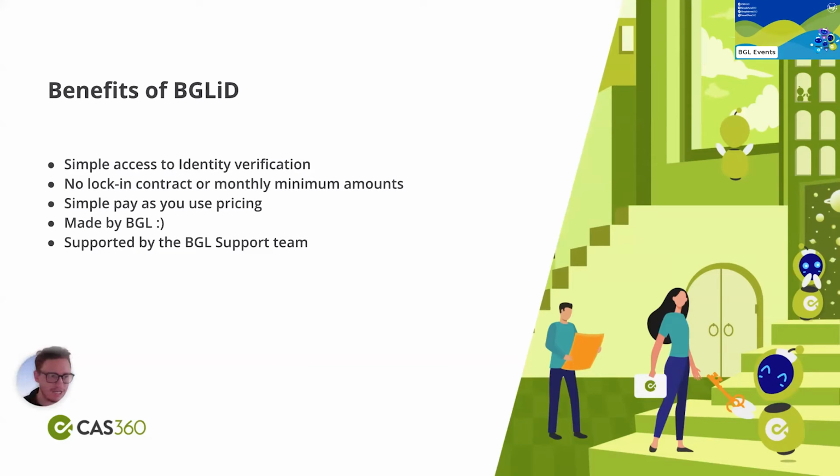If you are using ID verification only when you onboard new clients, which is in line with the ATO and TPB recommendations, some months you might onboard 50 clients. Some months you might onboard 10 or 5 clients. With BGL ID, there's no monthly minimum. You pay for what you use. So when you onboard a lot of clients, you pay for those that you've onboarded. When you only have a few, then you only pay for those few. The price is pay as you go.